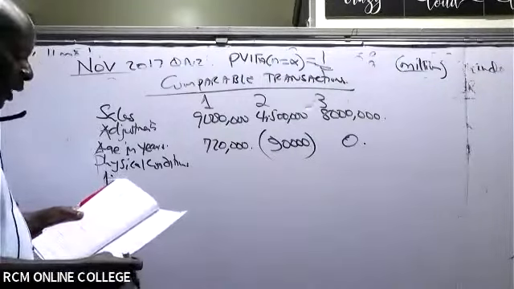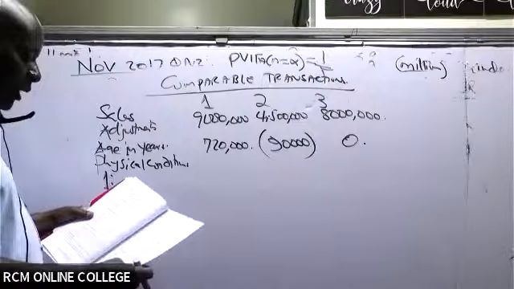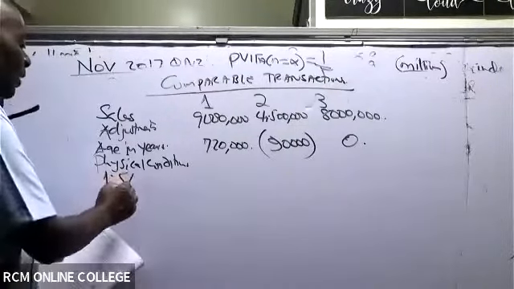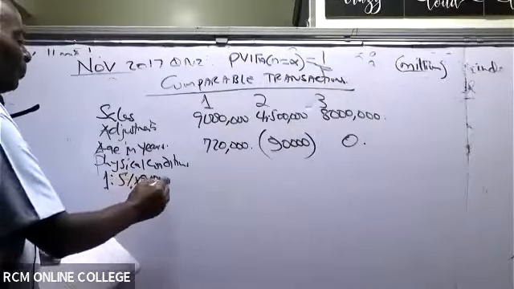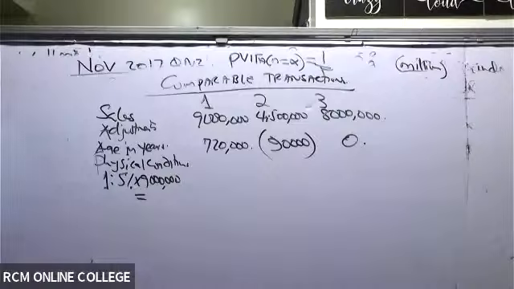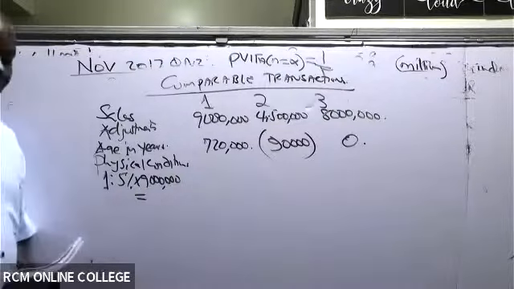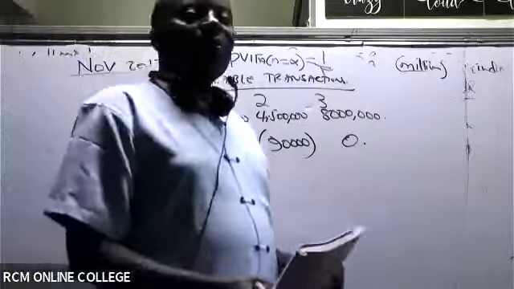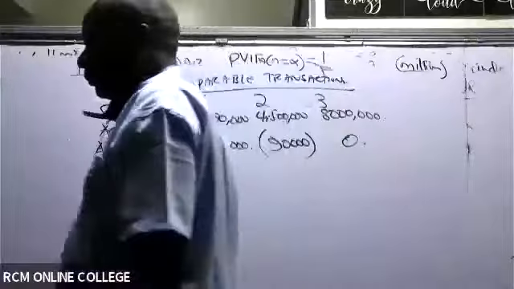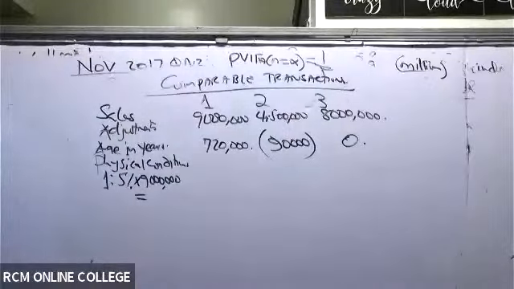Remember property 1? Property 1 is good. If you look at that table, physical condition, property 1 is good, and for good we're giving 5%. So 5% of 9 million. Please give me this figure. Do you have calculators? 450,000, right?